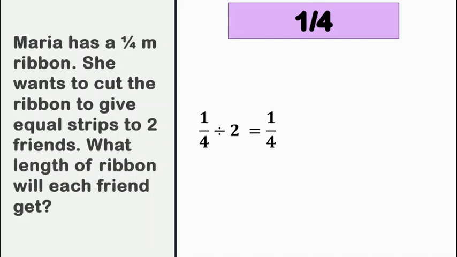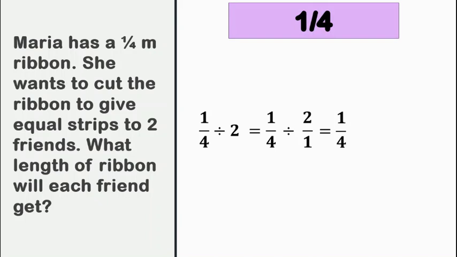So the first thing we need to do is to copy our first fraction, which is 1/4, and make your whole number into a fraction. So we got 1/4 divided by 2 over 1. After getting the whole number as a fraction, we need to change the symbol.